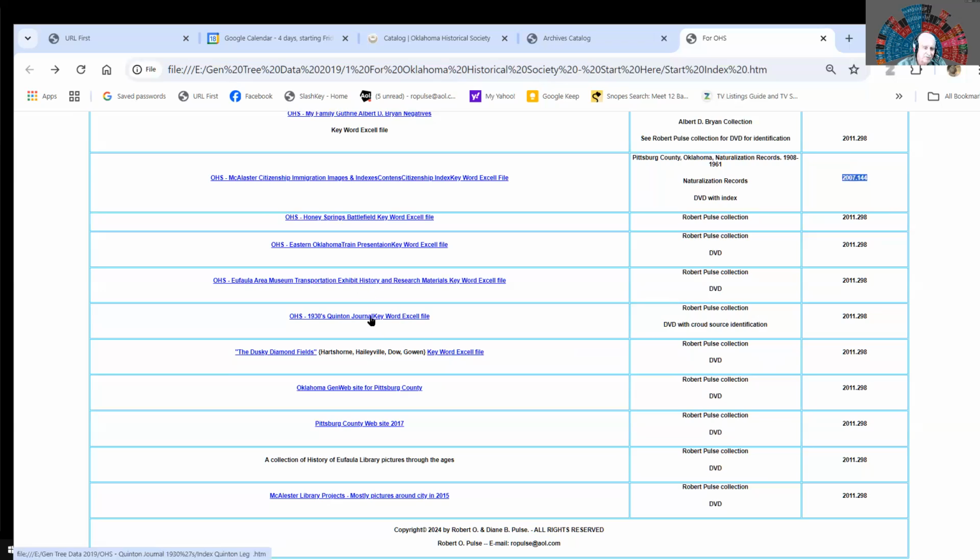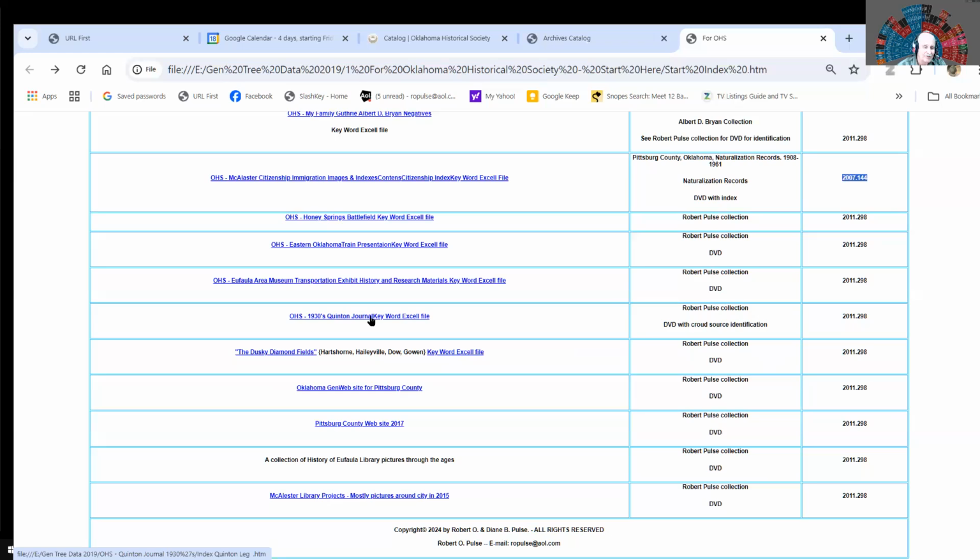The Quinton Journal was a journal. People realized that I was collecting historical stuff for Eastern Oklahoma. The Quinton Journal was given to me by one of those individuals. I placed it on the Oklahoma Gen website for Pittsburgh County, and I did a crowdsourcing identification on it. I'd say only about 10% has been crowdsourced. But if you're from Quinton, and you're in the 1930s and you're looking for family members, you can find what they bought and how much they paid for it and which family member got it in this journal.